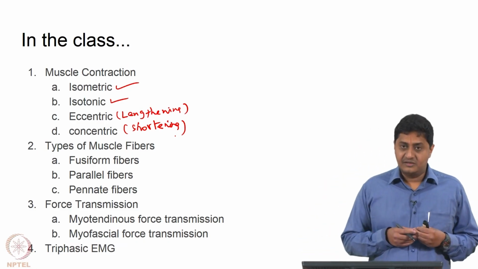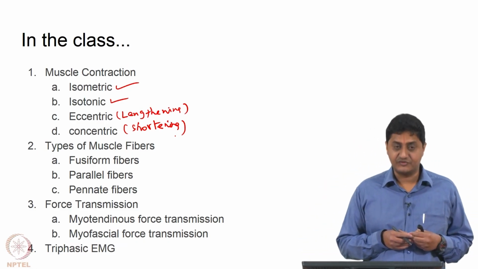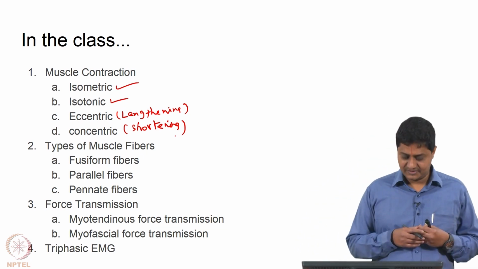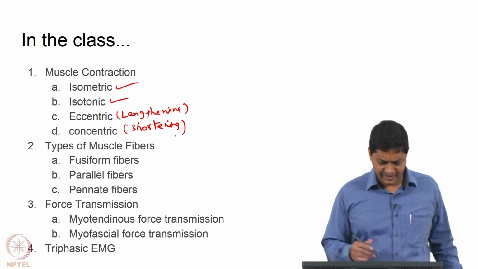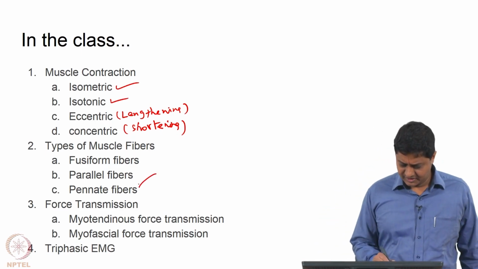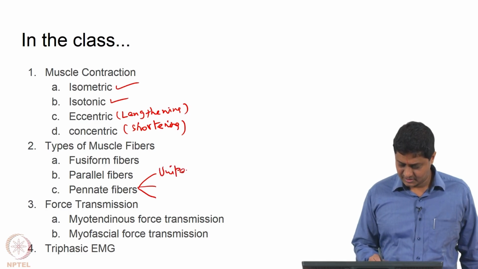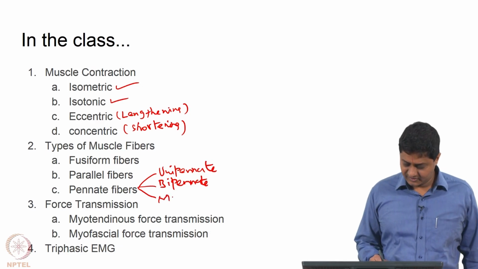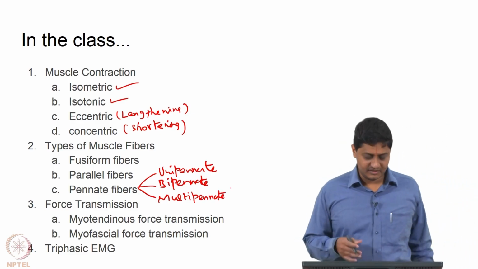Types of muscles: fusiform muscles, parallel fibered muscles and pinnate muscles are different. Actually pinnate muscle has 2-3 types depending upon classification: unipinnate, bipinnate, or if there is more than one angle sometimes it is also called multipinnate, or bipinnate can also sometimes be called multipinnate depending on the type of classification.